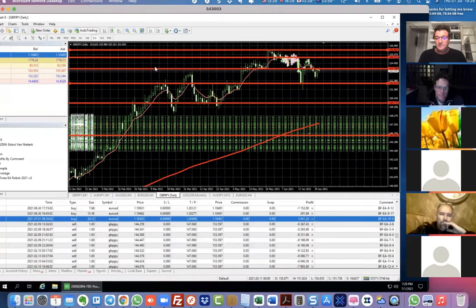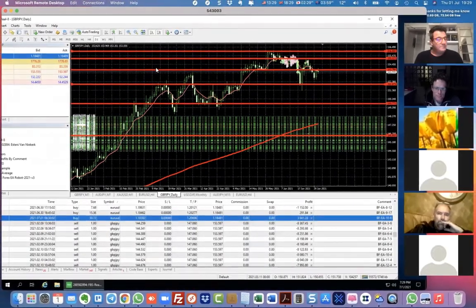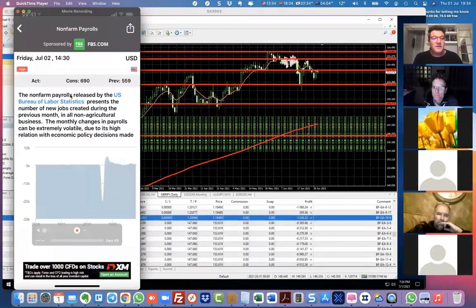And then we can talk about NFP. Okay. So NFP is tomorrow. This is the amount of jobs that people think there have been: 690,000 jobs created as opposed to 559,000 the previous session, which is quite a lot in America, which could strengthen the economy. So maybe it'll move the market. Maybe it won't. We don't know. Only the banks know.